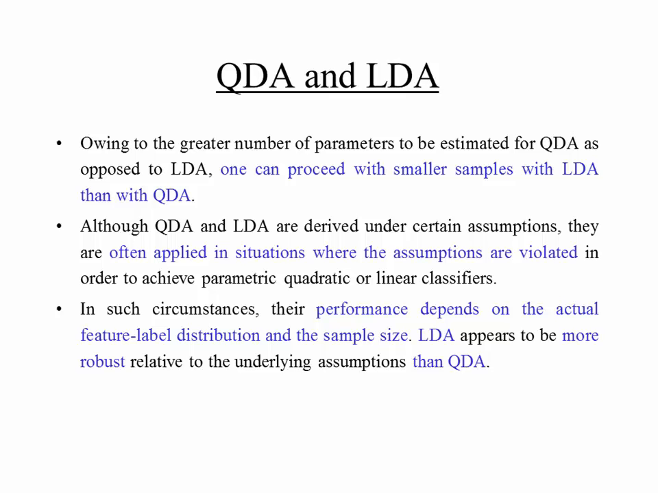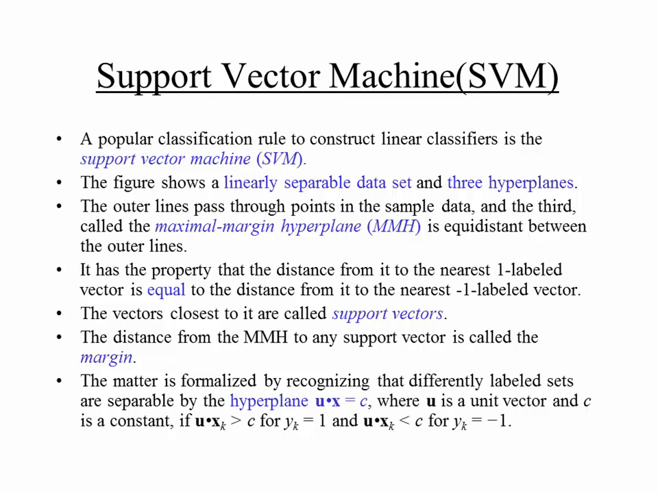So in such circumstances, their performance depends on the actual feature label distribution and also the sample size. LDA is a simpler classifier, so it appears to be more robust relative to the underlying assumptions than QDA. Because QDA has more parameters, you have to learn more stuff. All right, any questions on LDA or QDA?